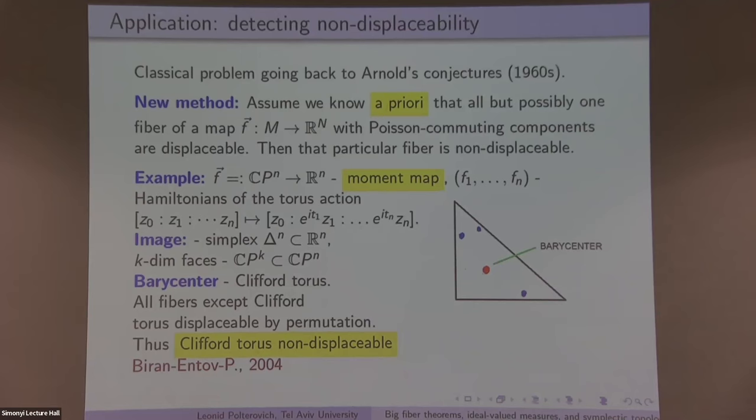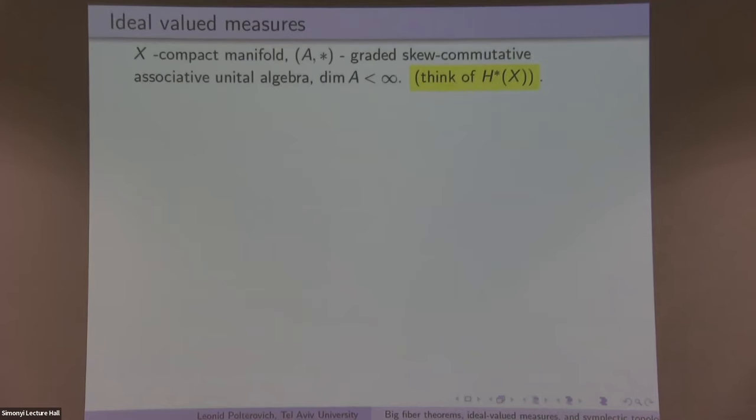These are three theorems, and I will try to attack them by the same tool. It's a very ingenious tool, which goes back to Gromov. I would say it's late Gromov, Gromov of about 2010. He wrote a couple of huge papers which contain a lot of material, and one of them is about this ideal valued measures. So here is the story.